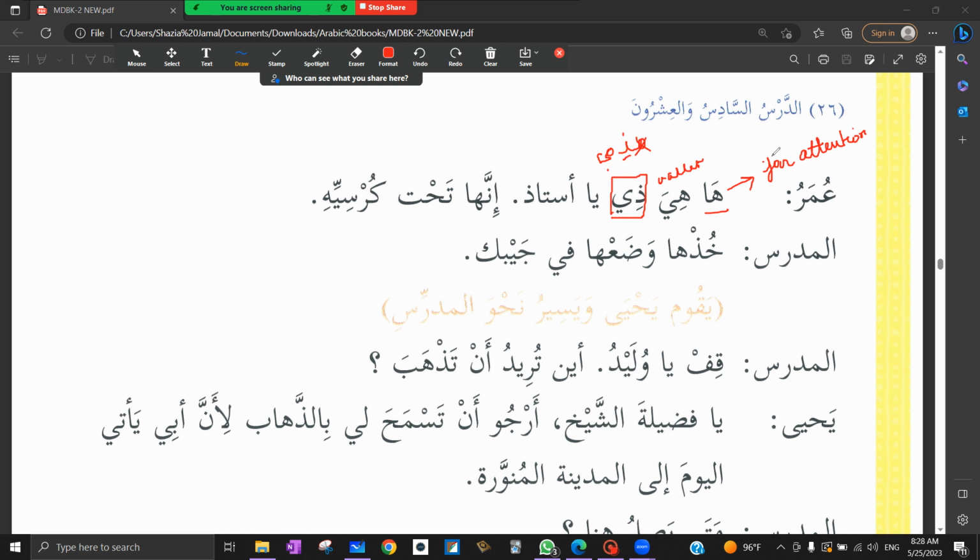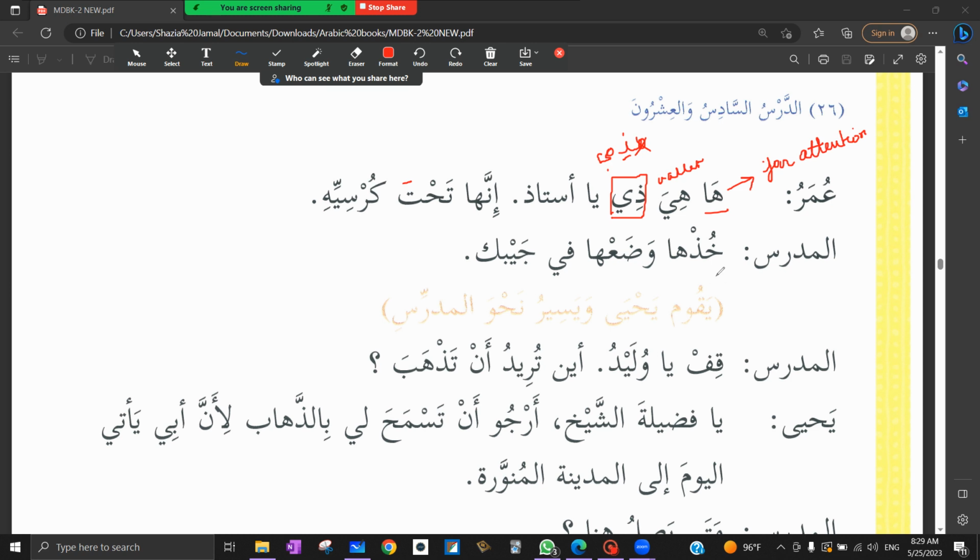Hazihi. Then hiya means it's here. Ya ustaz, innaha tahta kursihi, under his chair. Whose chair? Ahmad's chair. So the wallet was not lost. It fell down under the chair of Ahmad, so he couldn't find it. So the other students found it for him.